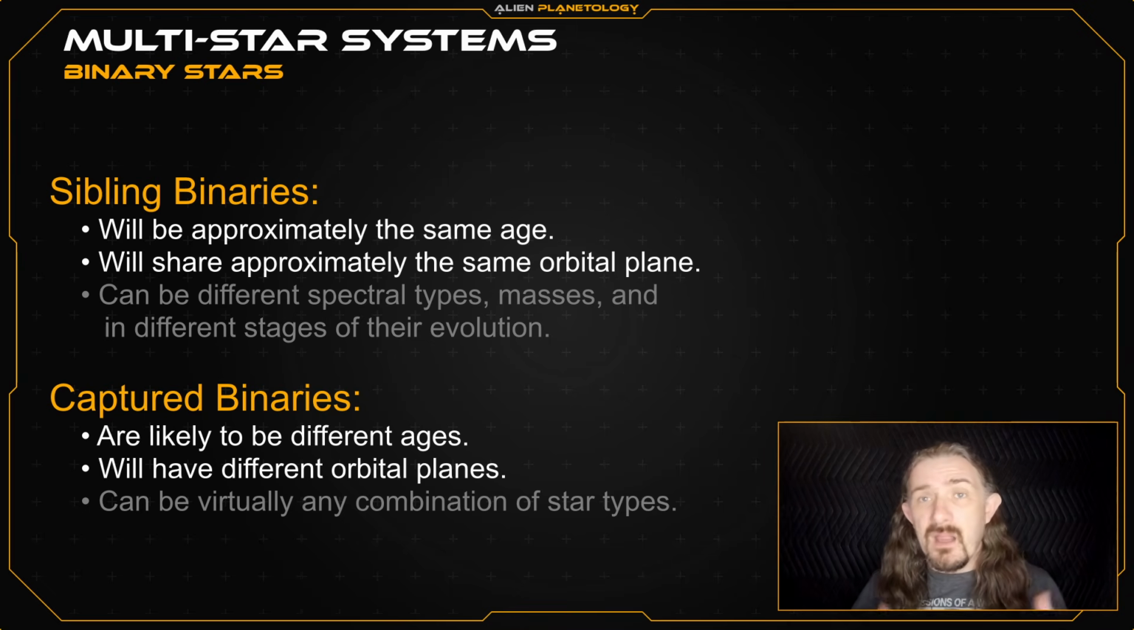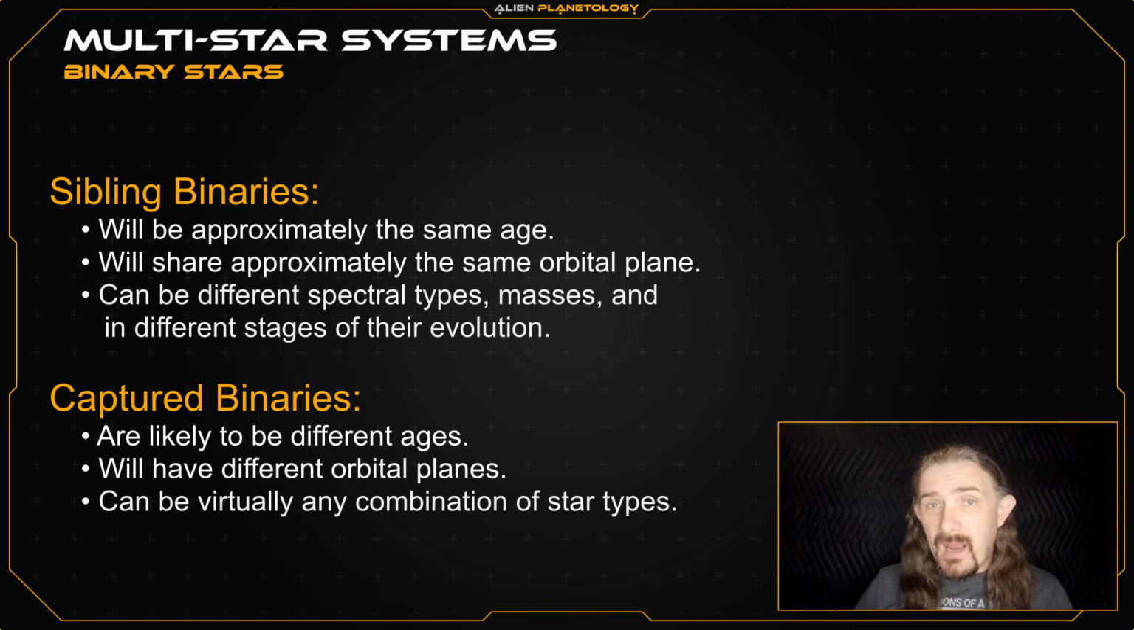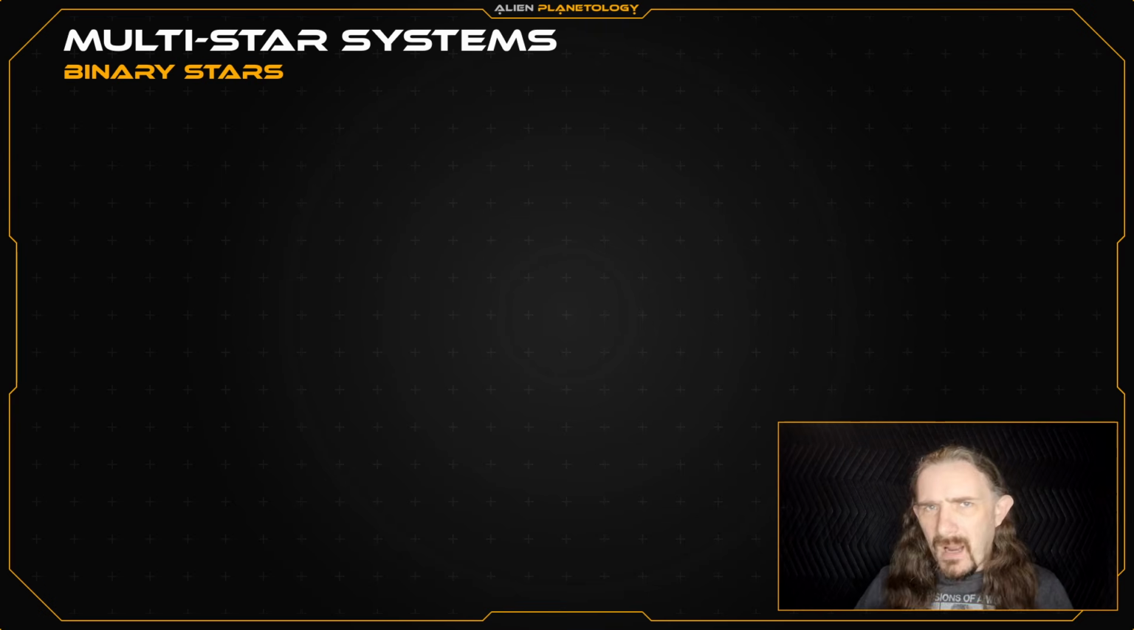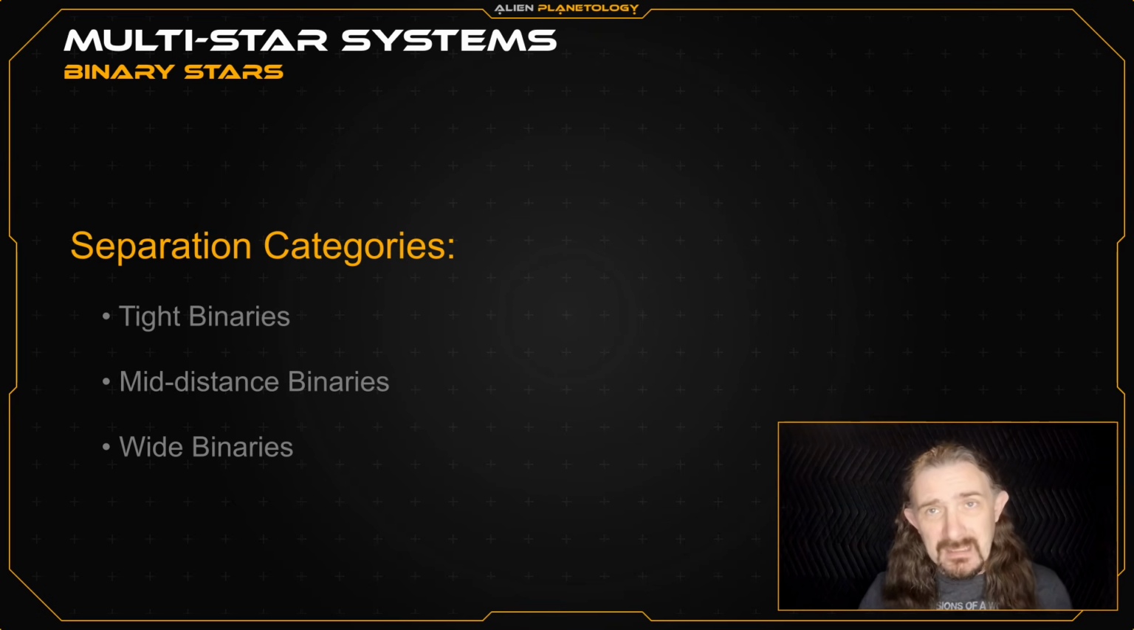So you need to make sure that the combination of properties that you choose for your binary system is consistent with its formation method. You can't have sibling binaries that are of vastly different ages, such as a 10 million year old blue star and a 4 billion year old orange dwarf. If you want such an odd pairing of stars, they will have to be captured binaries, and you will need to define their individual orbital planes, which is going to add a lot more complexity to your project. Sibling binaries can be different spectral types, different masses, and in different stages of their evolution, but they have to be the same age.